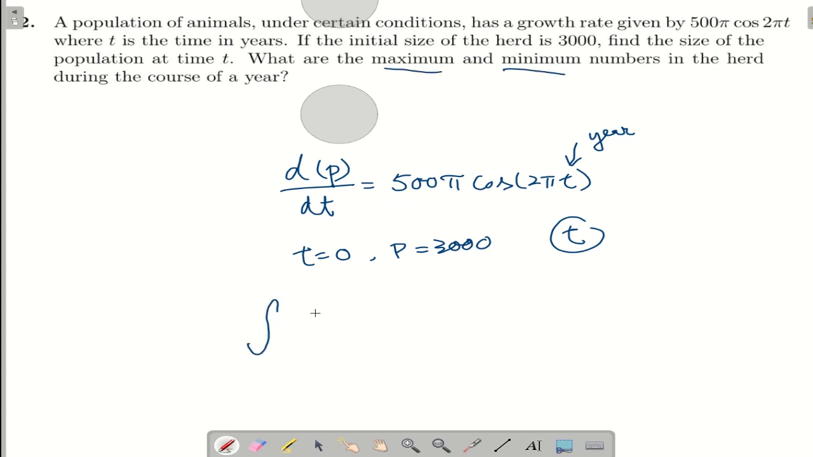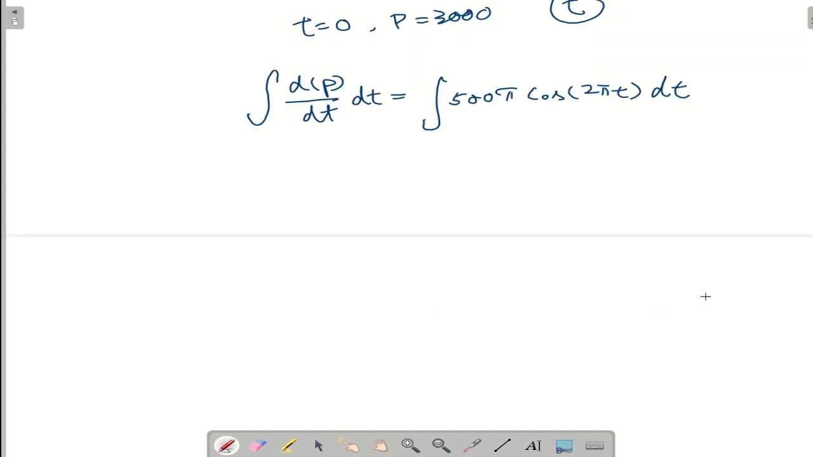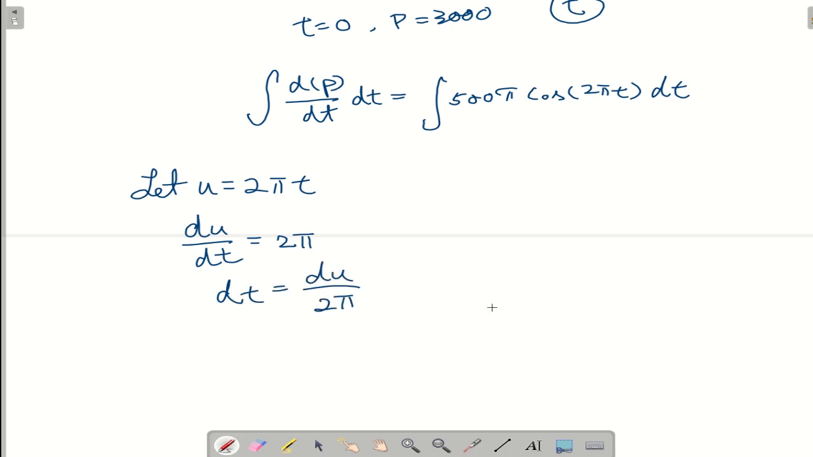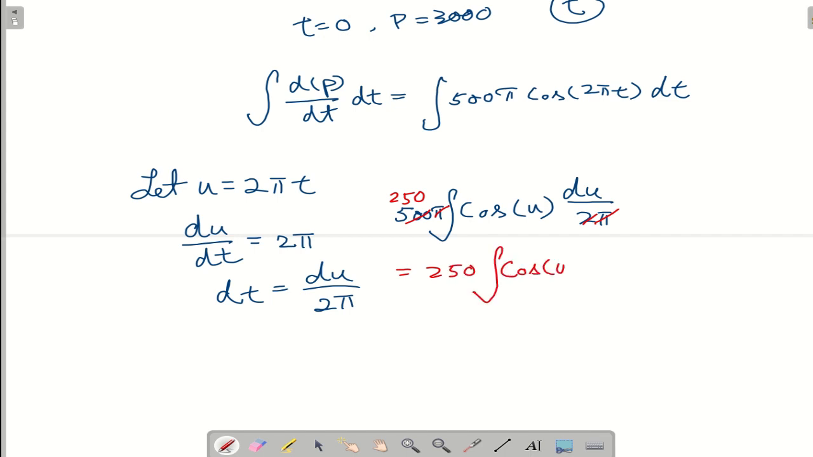First of all, we have to integrate dp by dt with respect to t. The integration of 500 pi cosine 2 pi t with respect to t. And here we use substitution. We let u equal 2 pi t. du by dt is equal to 2 pi. So dt is equal to du over 2 pi. We substitute this into here. We get 500 pi, integrate cosine of u, and dt is equal to du over 2 pi. We cancel out the pi, and also 500 over 2 is 250. So it is equal to 250 times the integration of cosine u du.